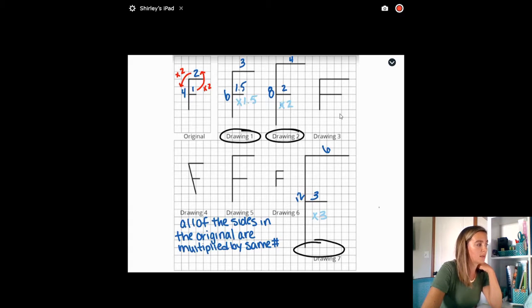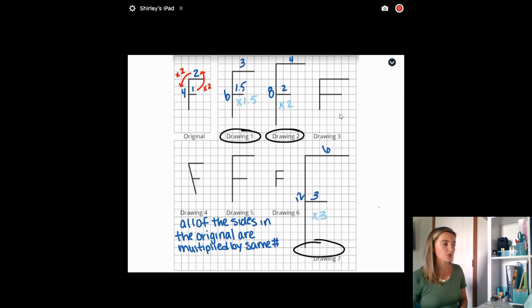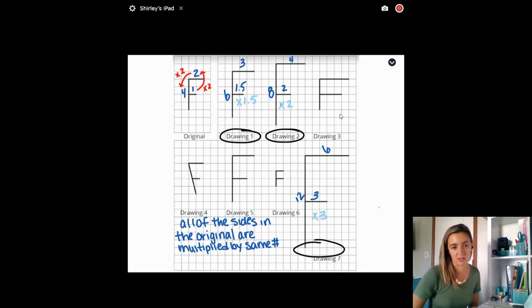And I also noticed that the middle piece was half the length of the top piece, which also showed up. So drawing number 1, the middle, 1.5 is half of 3. In drawing 2, 2 is half of 4. And in drawing 7, 3 is half of 6. So in order to prove items are scaled copies, you have to be able to see patterns like that. So either all of the side lengths in the original get multiplied by the same number to create the new drawing, or you can find a pattern within the shape as I did, okay?